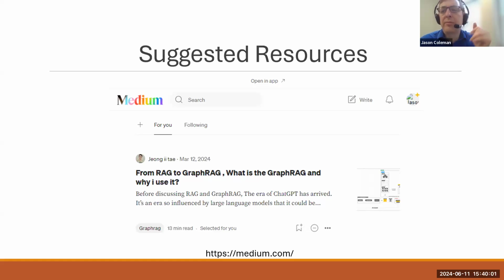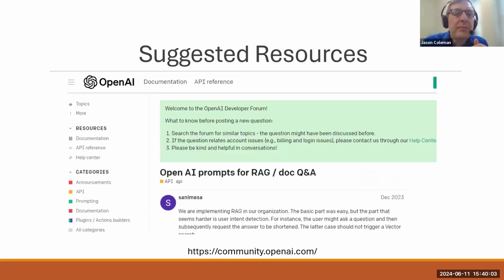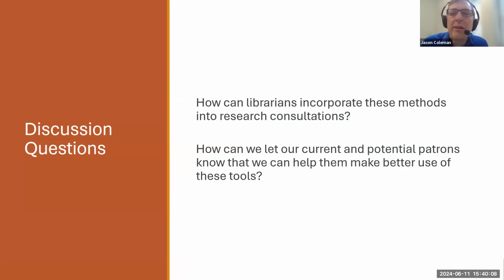Medium is also a great place for a lot of information about this. And OpenAI's community site for developers has a lot of good stuff.